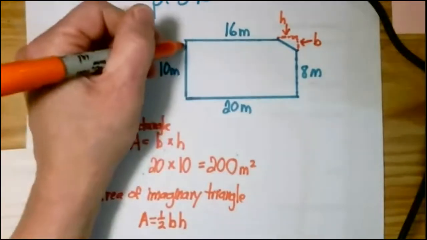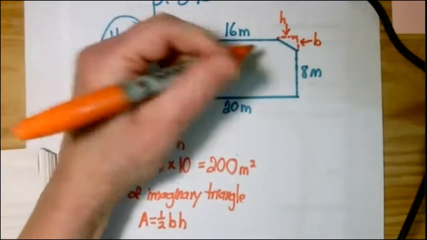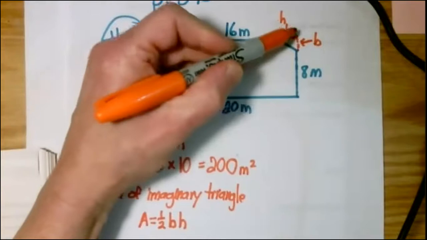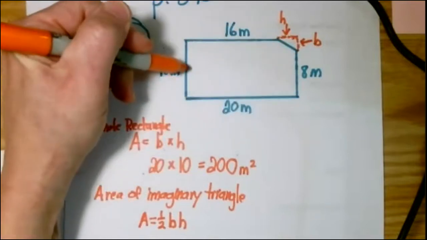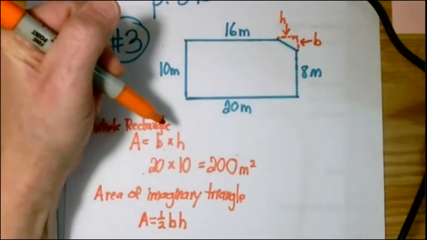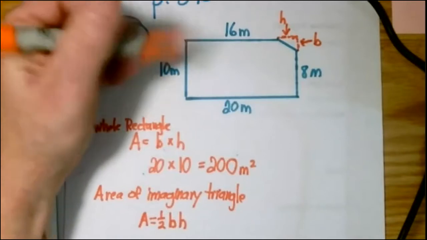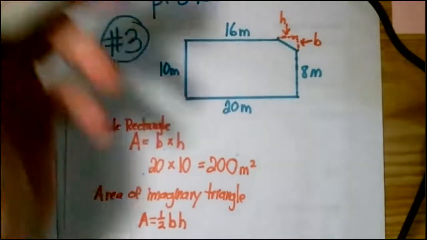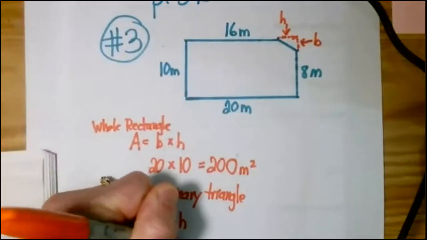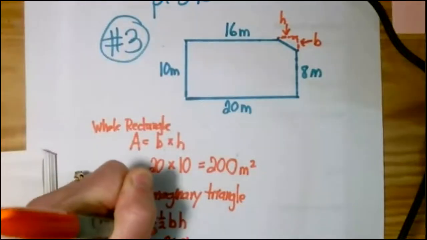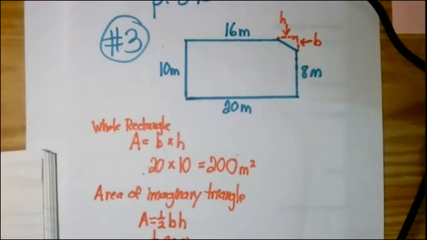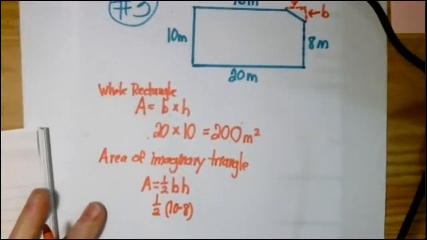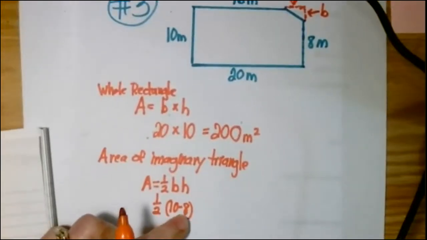Well, we know that this side is 10, and we know that this part is 8, and we know the whole thing also has to be 10 because it's a rectangle and opposite sides are the same length. So what would that be? Exactly. It would be 10 minus the 8, right? So I'm going to rewrite that as 10 minus the 8. 1/2 is still there. 10 minus 8 is our base.